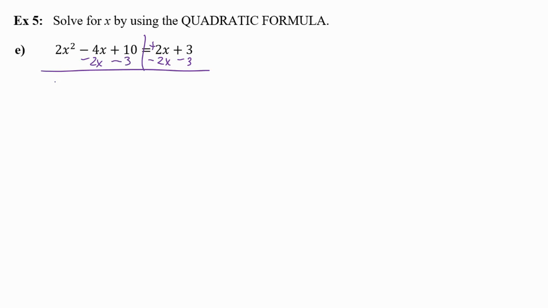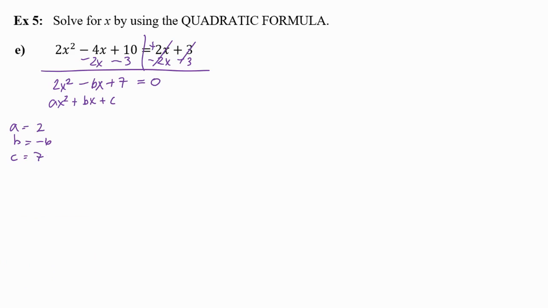2x squared has nothing to combine with, so it just comes down as 2x squared. Negative 4 minus 2x is a minus 6x, and then 10 minus 3 gives us a positive 7 is equal to 2x minus 2x is 0, 3 minus 3 is 0. Okay. Then it's finally in standard form, ax squared plus bx plus c. Identify your a, b, c. a is 2, b is negative 6, and c is 7.